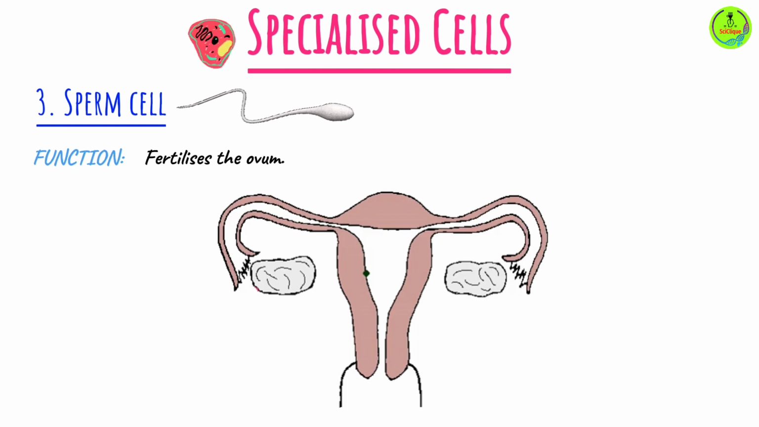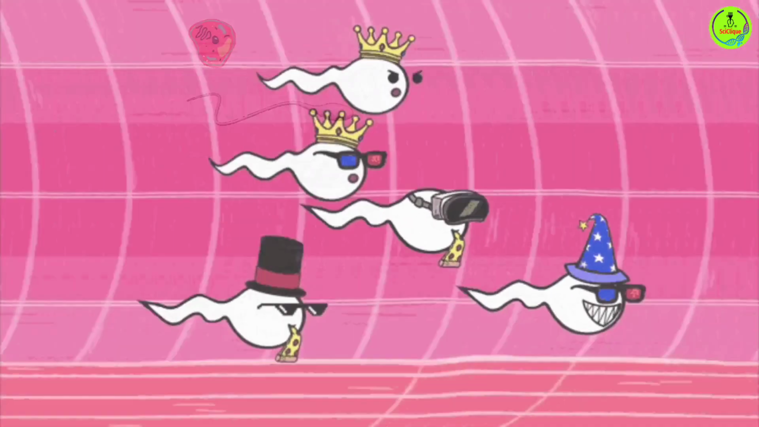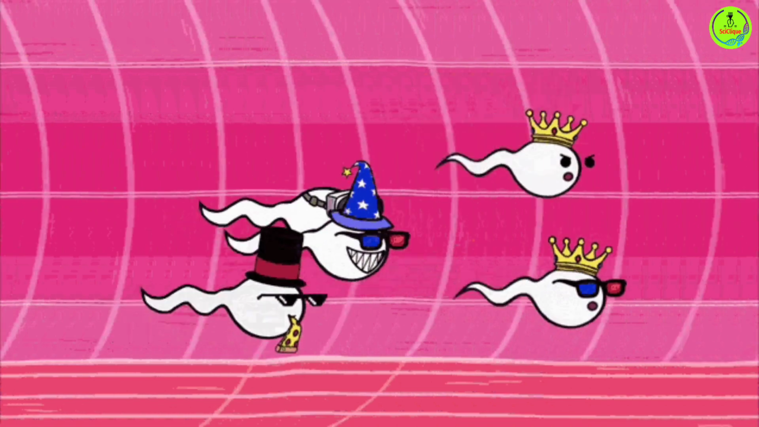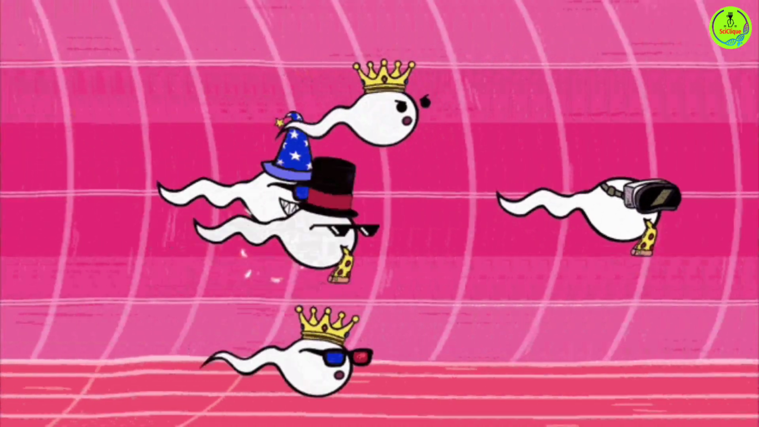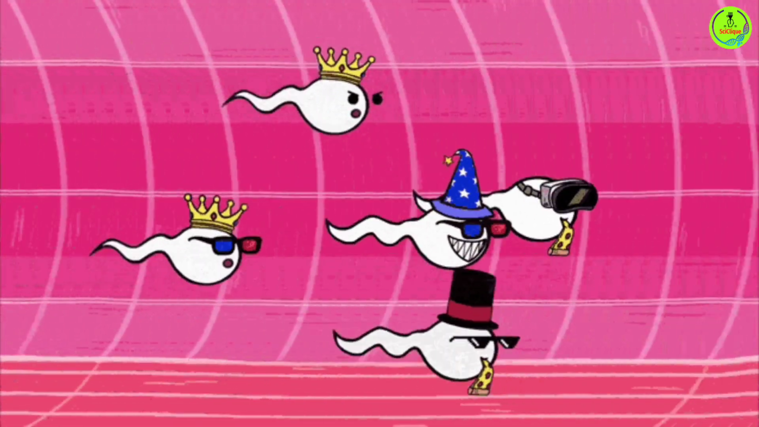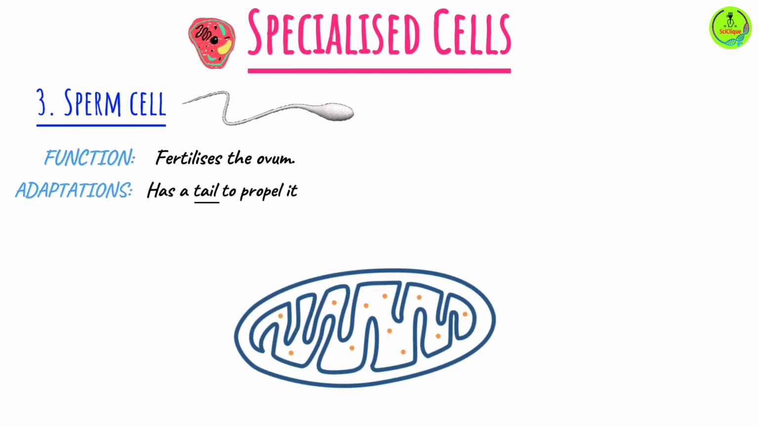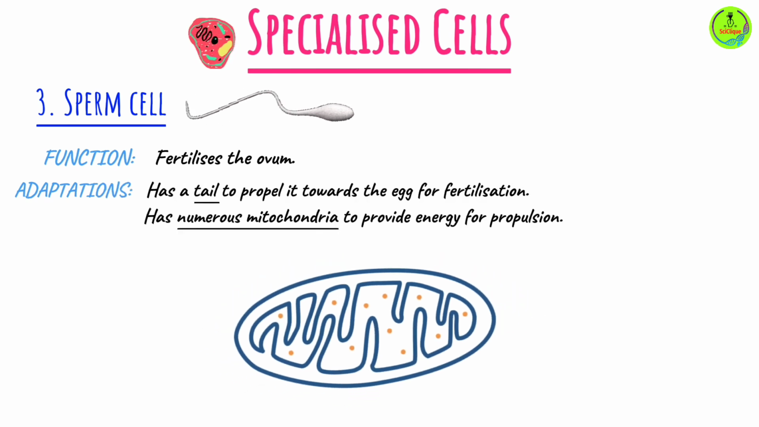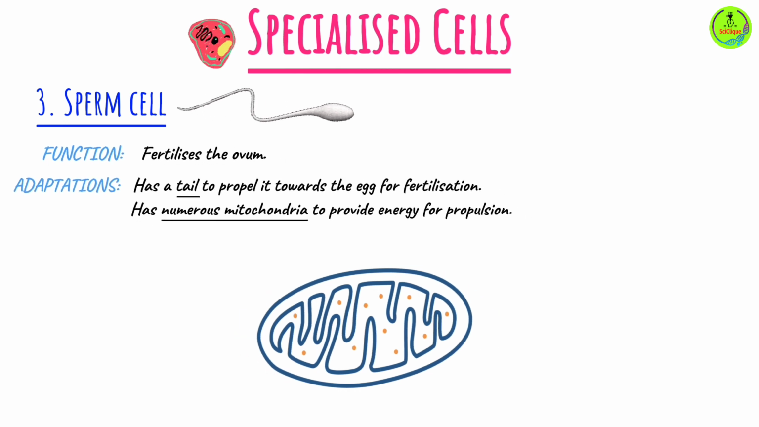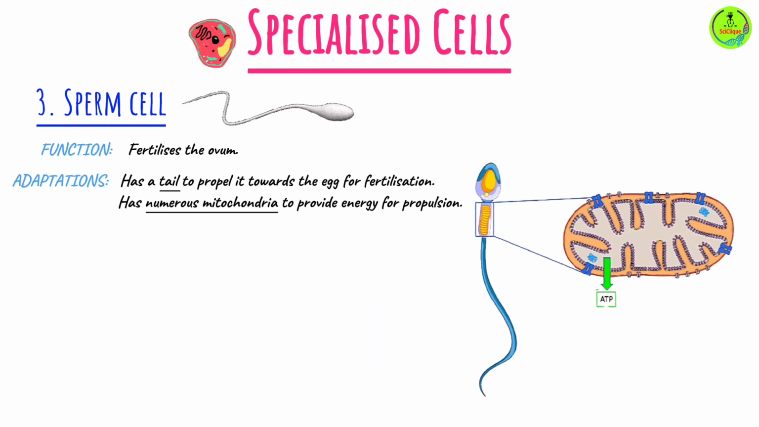Now, as you can imagine, this is a process that requires a lot of energy. And if we need energy, we therefore need mitochondria. Now, mitochondria are organelles that are present within cells. They produce energy through the process of respiration. Since sperm cells require a lot of energy, they are going to have numerous mitochondria, a lot of them, to produce the energy necessary for the propulsion.